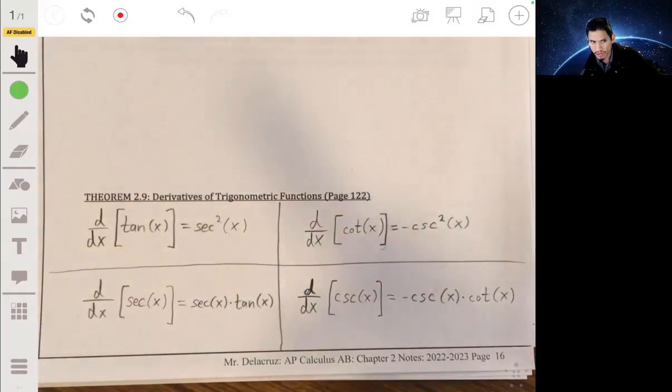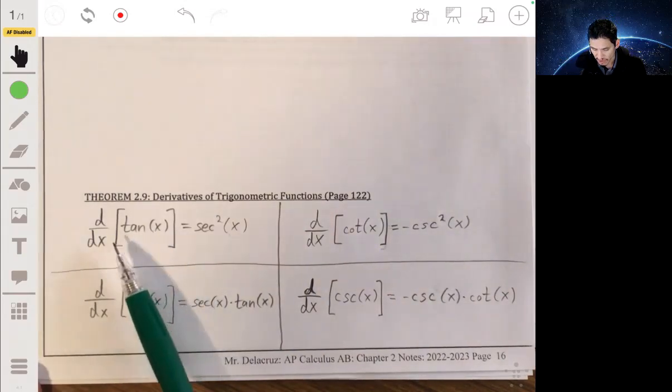Okay, so earlier in this chapter, we learned about the derivatives of the cosine function and the sine function. But let's not forget about the other guys. We don't want to leave the tangent function or the secant function or cotangent function or cosecant function out. We gotta make sure we include them. So here are the derivatives of the other four basic trig functions.